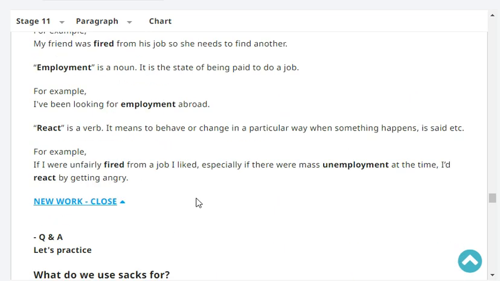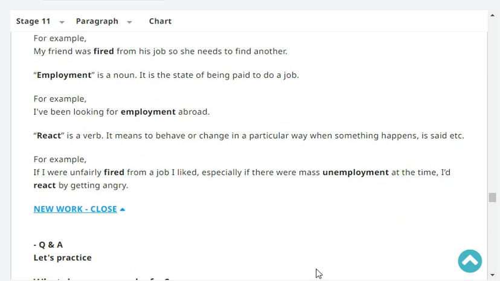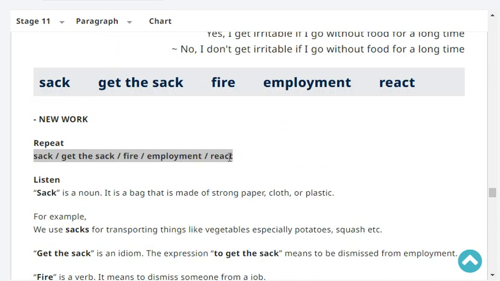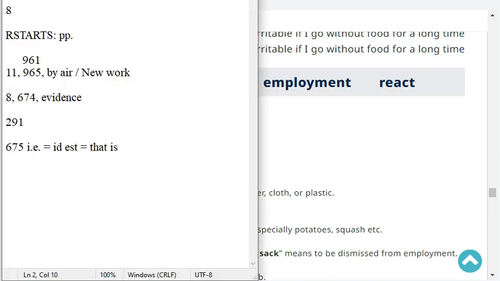Okay, so we stop there for today and let's move on to reading. Okay, so our reading is at stage 8, page 674.